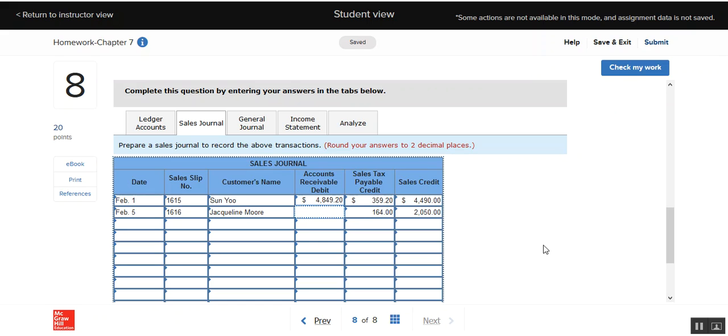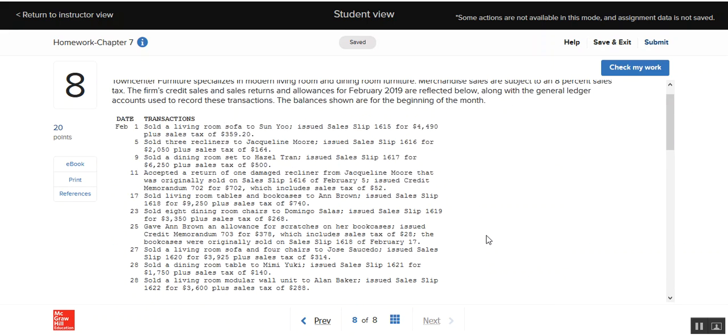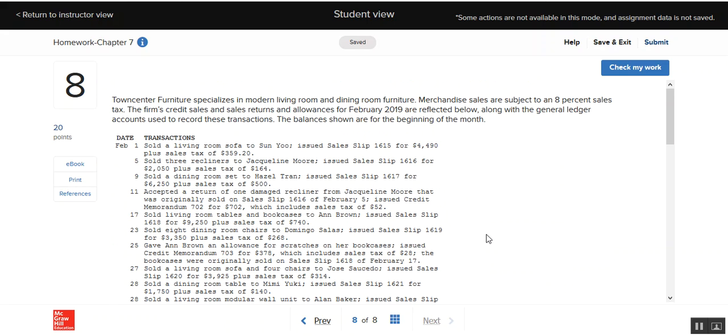So that's what, $2,214, I think. No, goodness, I can't add it all. 164, oh. I also can't use my calculator today. Oh, it is $2,214. All right, so next we've got sold the dining room set to Hazel Tran.